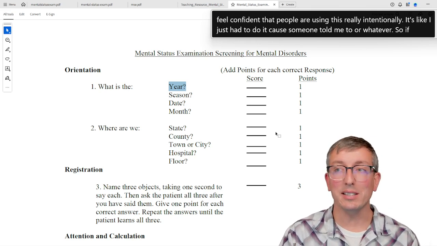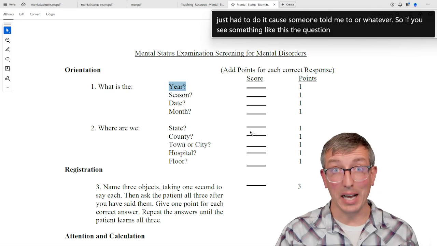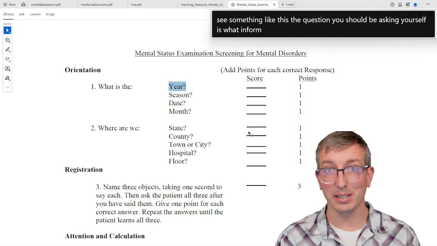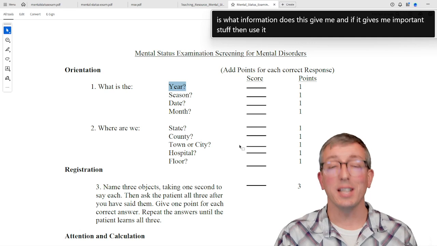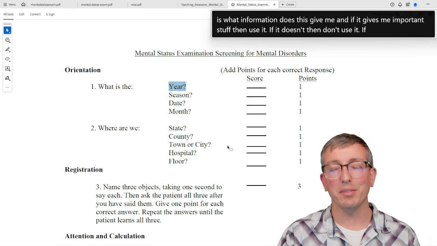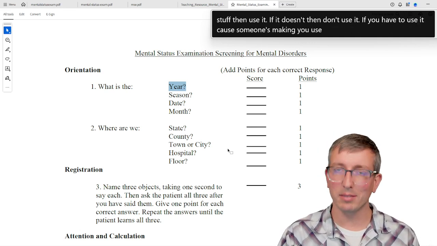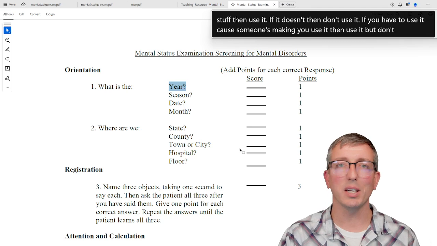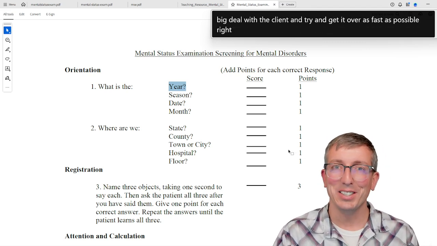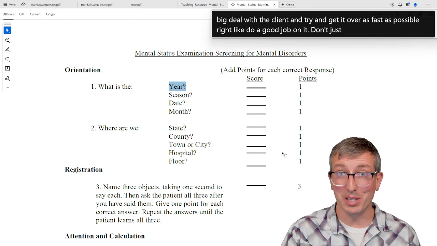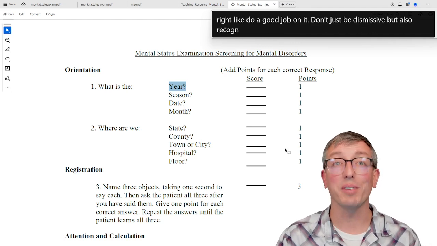So if you see something like this, the question you should be asking yourself is, what information does this give me? If it gives me important stuff, then use it. If it doesn't, then don't use it. If you have to use it because someone's making you, then use it, but don't make it a big deal with the client and try to get it over as fast as possible, right? Do a good job on it. Don't just be dismissive, but also recognize the value it's bringing you.